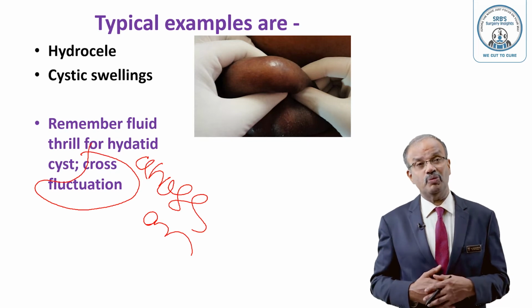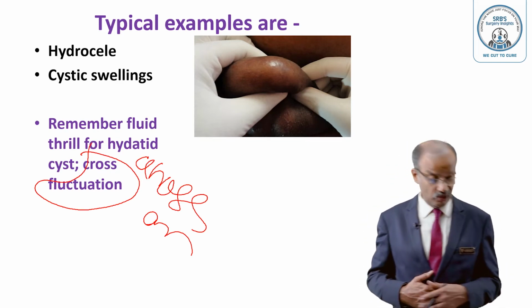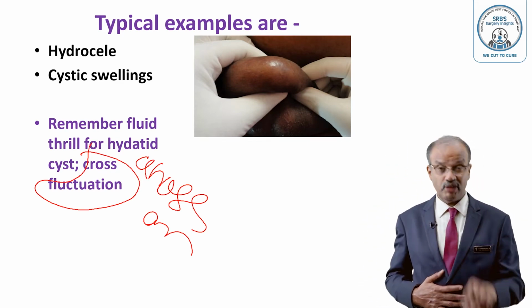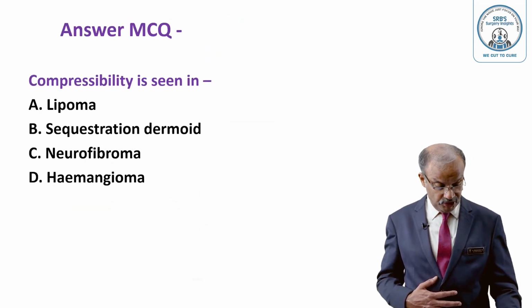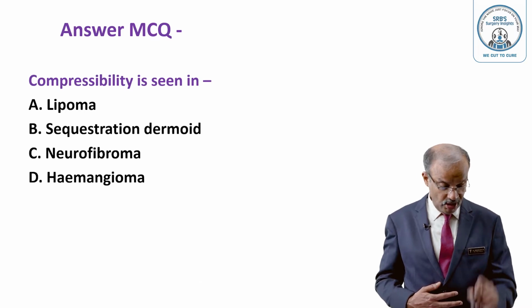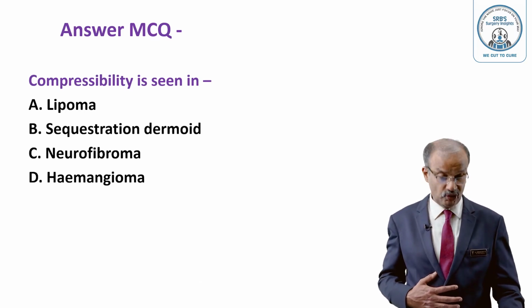Psoas abscess, compound palmar ganglion, ranula, bilocular hydrocele. All these are the examples given in my clinical book. Please go through it. Now answer the MCQ: compressibility is seen in lipoma, sebaceous cyst, neurofibroma, hemangioma. Put the right answer in the comment box. I'll get back to you later.